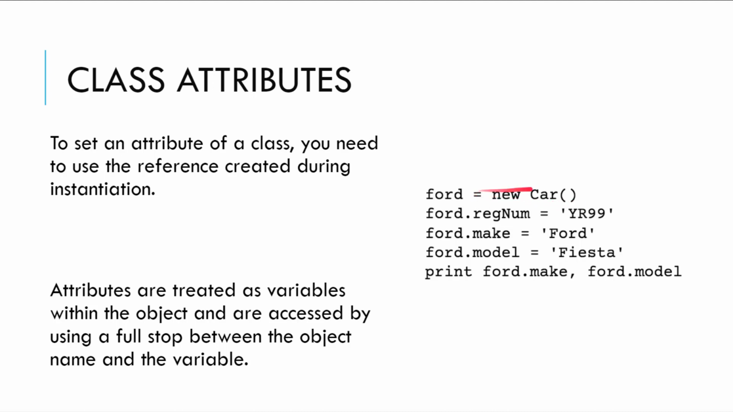So when we do this instantiation on this line here, the Ford will inherit all of the attributes and all of the methods of the car parent class. And once we've done that, I use the full stop to access all of the methods and attributes inside the car class. So I can access the attribute reg number, I can access make, I can access model, and then I can print them out. I can also do anything else I can normally do with a variable, like a variable assignment. So I've assigned this string here, YR99, I've assigned Ford, and I've assigned Fiesta. And I can print them out. So the attributes are treated the same as variables.